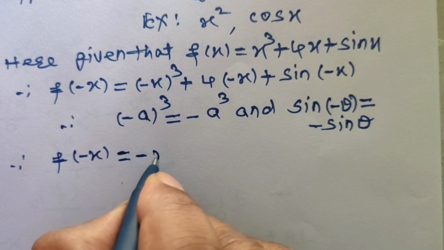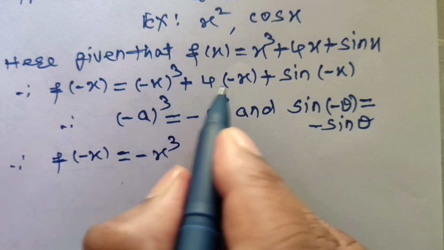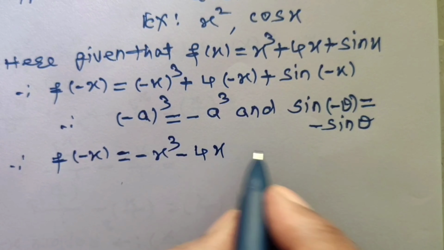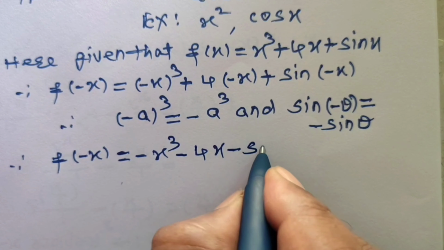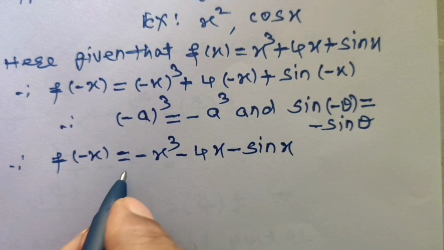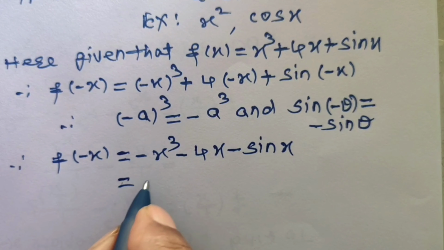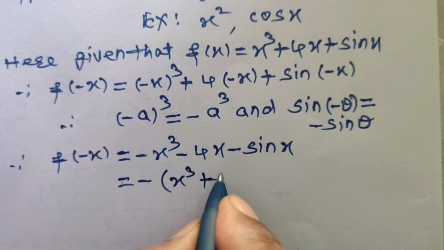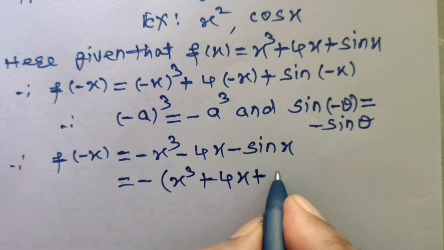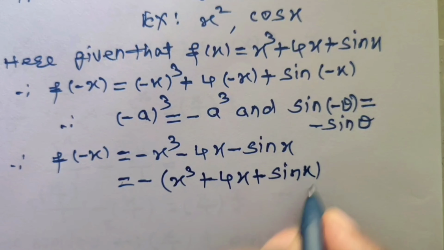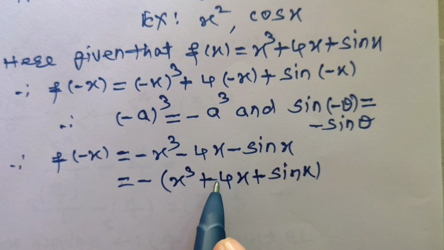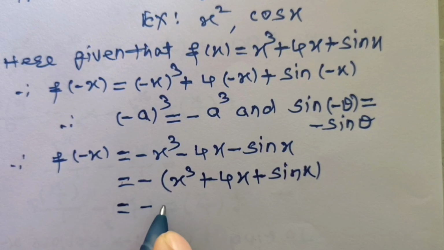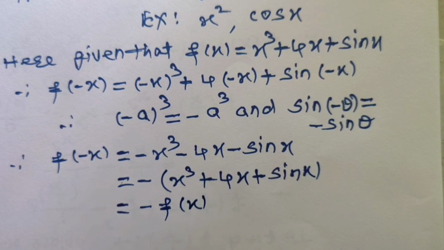f of minus x is equal to minus x cube plus 4 into minus x, that is minus 4x, plus sine of minus x is minus sine x, which is equal to, taking the minus sign common, minus into the bracket remaining, x cube plus 4x plus sine x. But you know this bracket is nothing but the given function f of x. Hence we can write this is equal to minus of f of x.